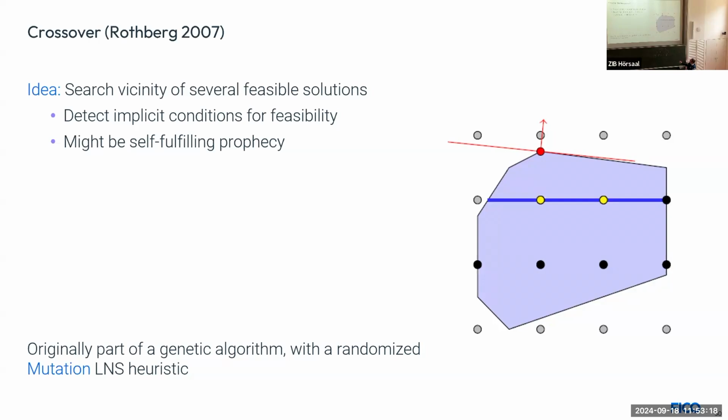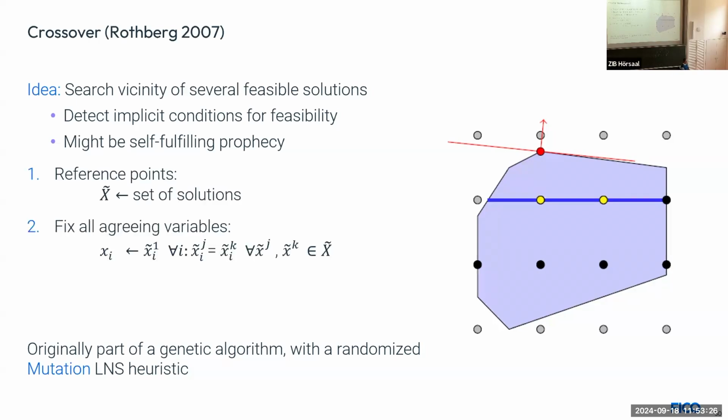Warning, of course, if you only do crossover all the time, this might become a self-fulfilling prophecy. Okay, so you start with a set of solutions as a reference, fix all the agreeing variables, solve the resulting submip, and you can easily think about some different strategies of how to select such a set of solutions to get some diversification, but still also some tendency towards good solutions.